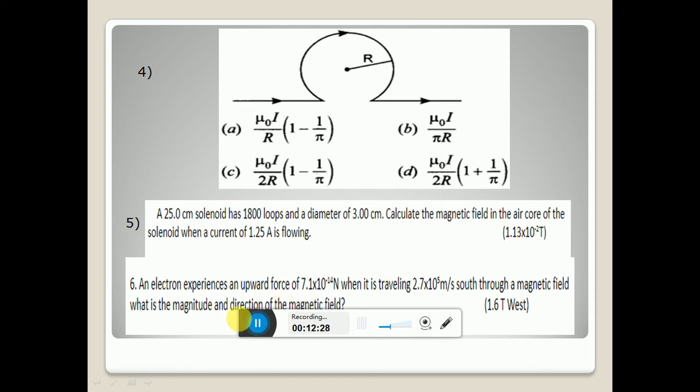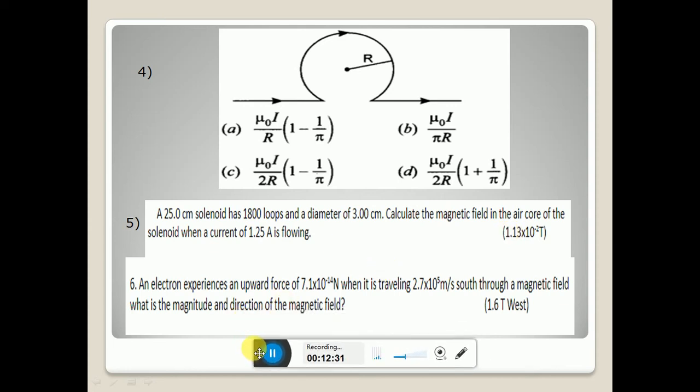Next one, an electron experiences an upward force of 7.1 into 10 power minus 14 Newton when it is traveling at 2.7 into 10 power 5 meter per second south towards the magnetic field. What is the magnitude and direction of the magnetic field? Here velocity is given and force is given, and for the electron, you can find the charge anywhere, 1.6 into 10 power minus 19 coulomb. Everything is given. You are asked to find out the magnitude and direction of the magnetic field.